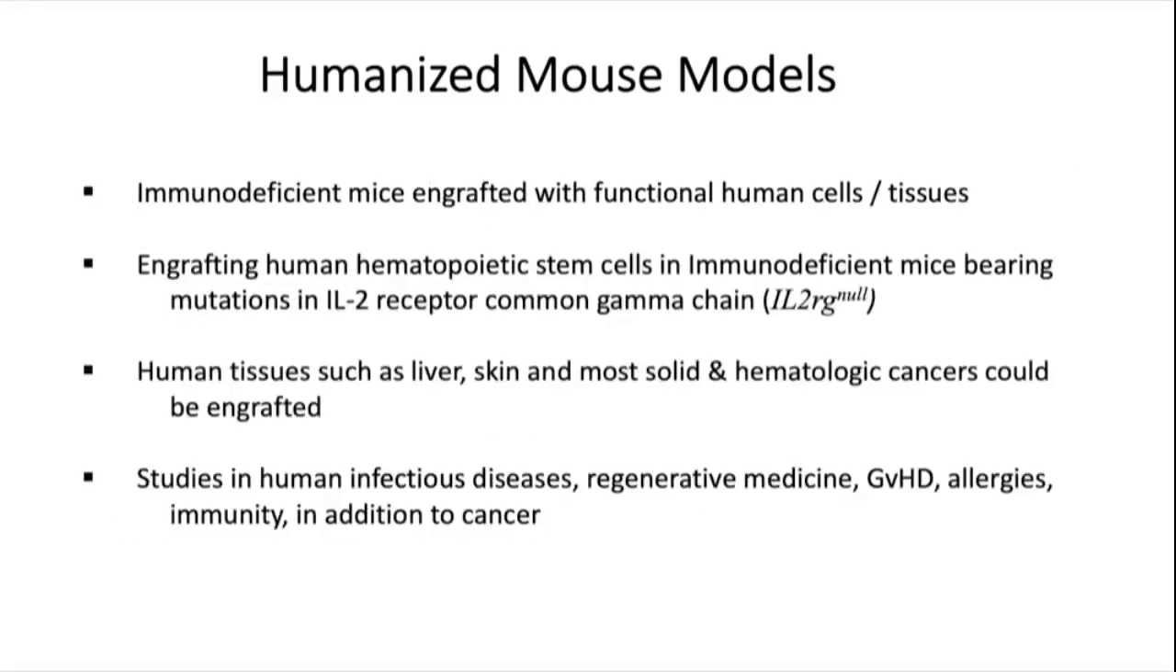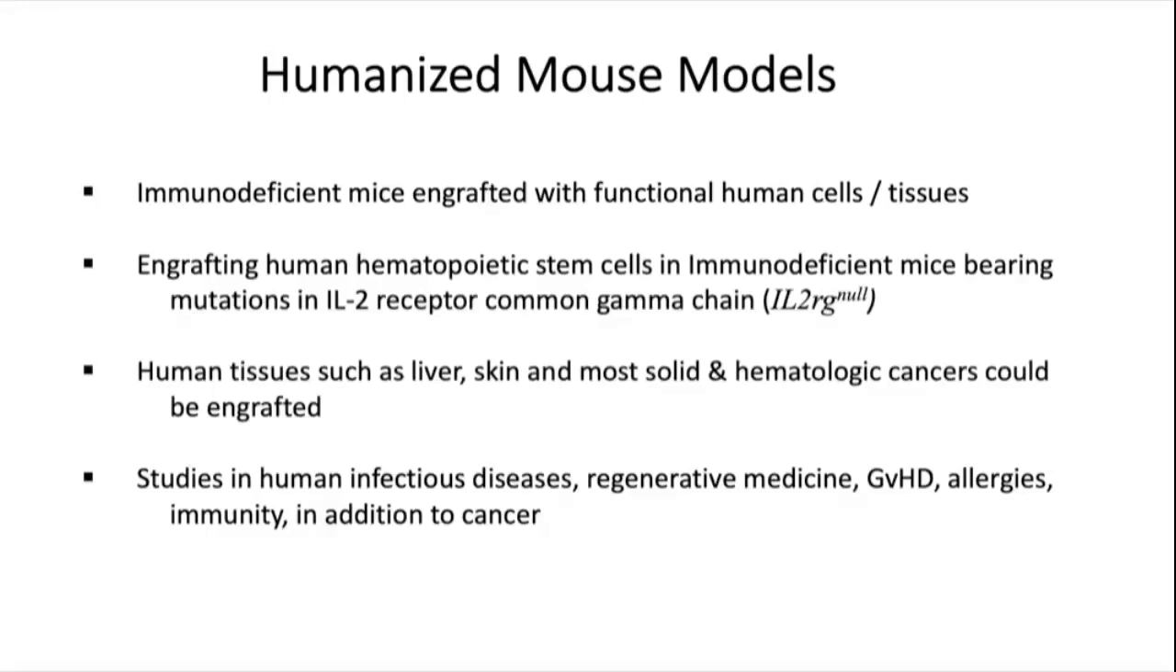So these are basically done on what we call immunocompromised animals, where these animals have a mutation of what we call the IL-2 receptor gamma chain mutation. This makes this animal extremely immunodeficient. They don't have NK cells, they don't have T cell function, they don't have B cell function, and so they're virtually deficient of immunity. In this, you can introduce human tissues like liver, skin, or even cancer tissues, and humanize these models by introducing these tissues.